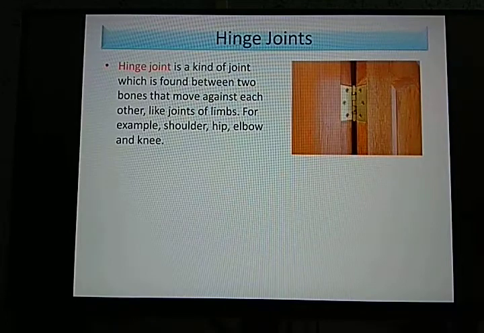Hinge joint is a kind of joint which is found between two bones that move against each other, like joints of limbs. For example, shoulder, hip, elbow, and knee. Now here the hinge joints are found. Hinge joints generally have two bones which move against each other. Clear? And these two bones are connected by another bone.